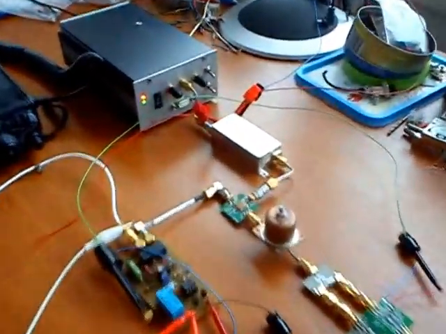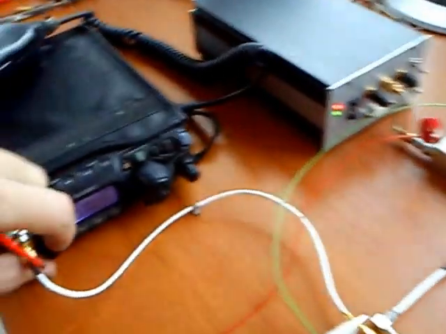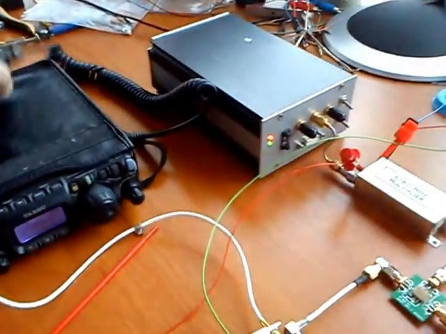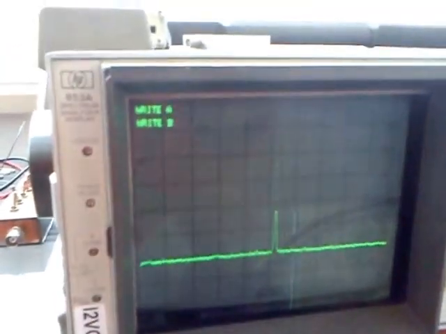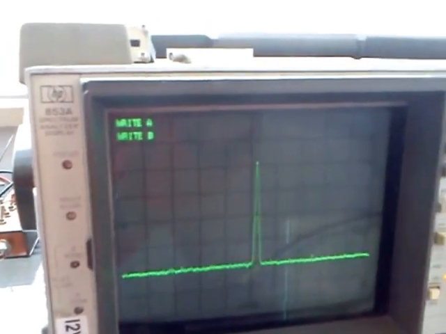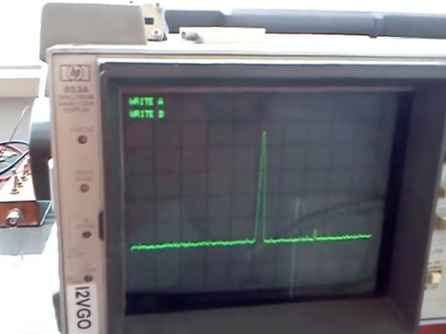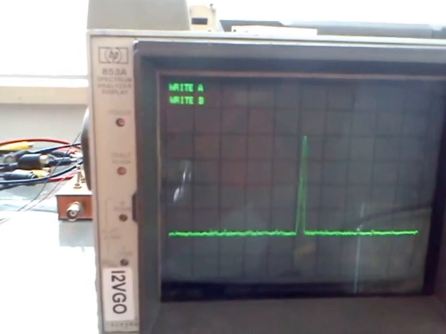So we can check also the transmitting side on the spectrum analyzer. 1, 2, 3 testing, 9A4QV. 9A4QV. 9A4QV.